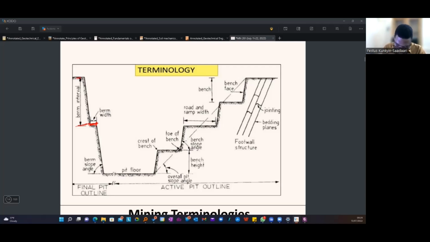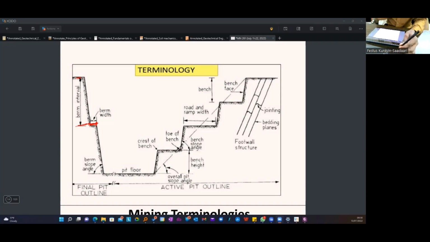Then I have the berm slope angle. So you know, we can't allow the wall to stand straight. If it stands straight, the likelihood of it encountering a lot of stresses and then breaking or falling off all of a sudden is high. And so we try as much as possible to tilt it a little. So we can't allow our walls to stand upright like that, else we are going to encounter accidents all the time.